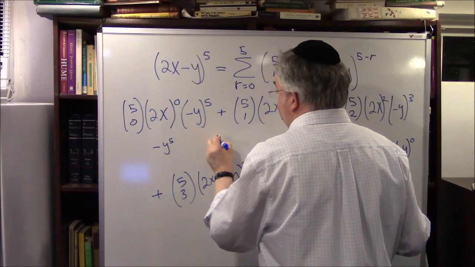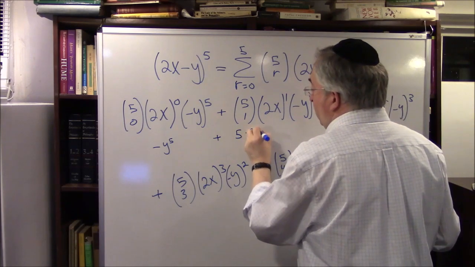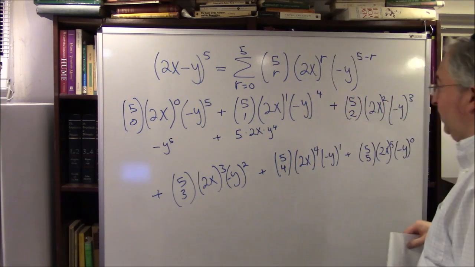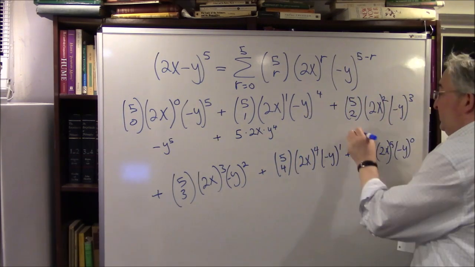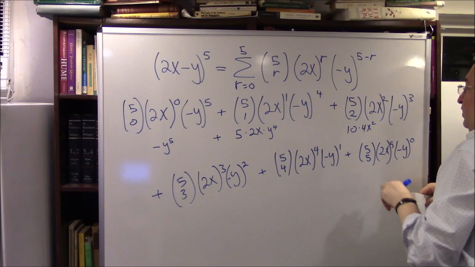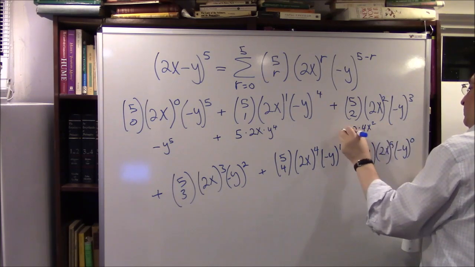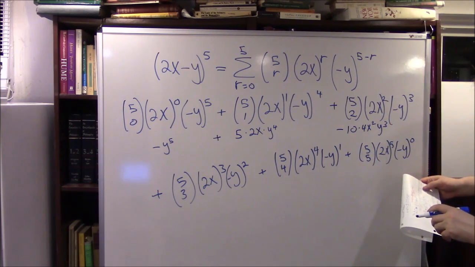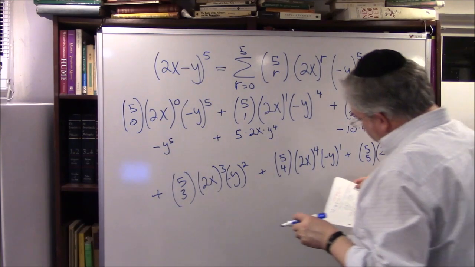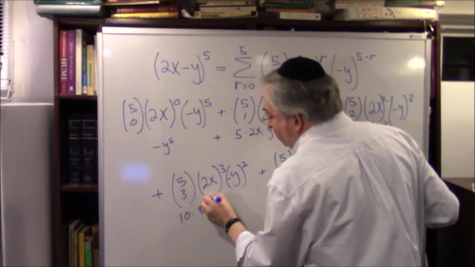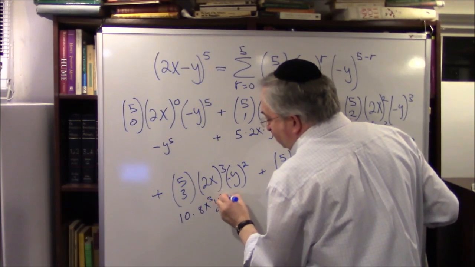Is plus 5 times 2x times y to the 4th power, because the minus cancels out. 5 choose 2 is 10 times 4x squared. 2x squared is 4x squared, times, so we're going to put the minus over here and we're going to put the y to the 3rd power. Okay. 5 choose 3 is also 10 times 8x to the 3rd power times y squared.